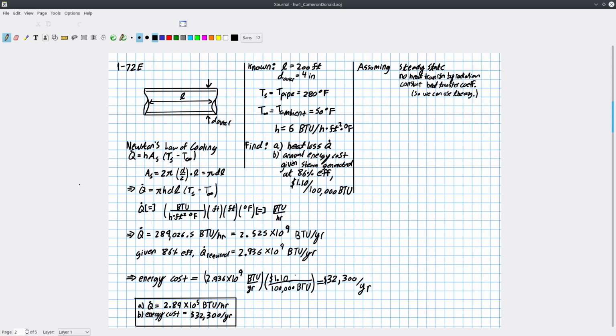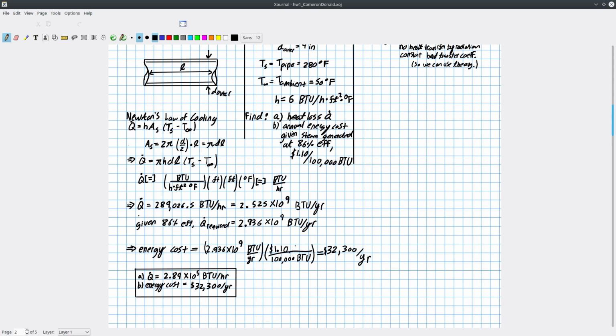Here there is steam in the pipe and we're trying to find the heat loss and the energy cost from that heat loss. We're just going to use Newton's law of cooling and substitute in what we know about the system, the temperatures and the physical dimensions, using the surface area of the cylinder, specifically just the outside of the cylinder here. And then we can solve for that heat loss in BTUs per hour.